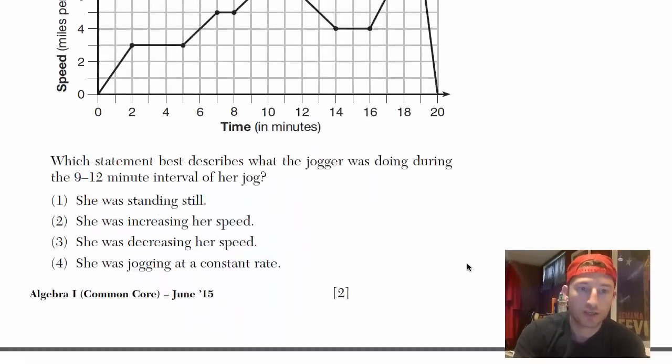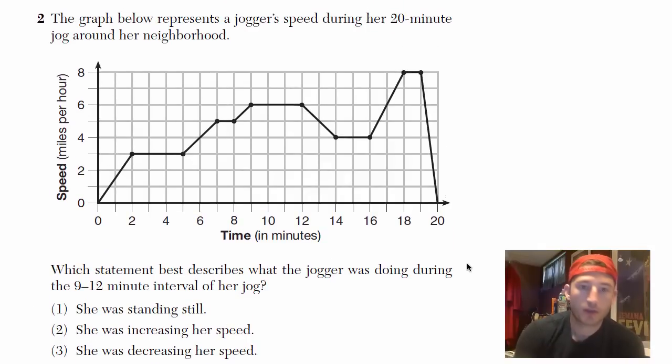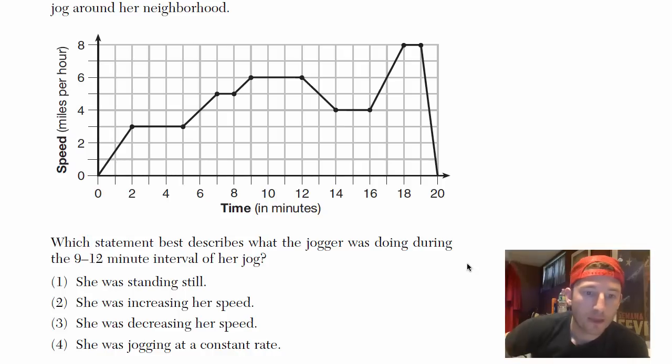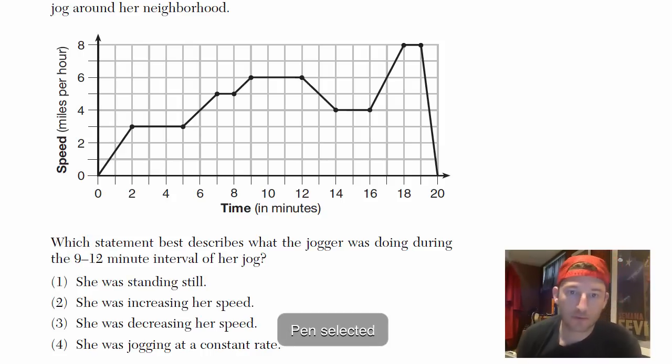Number 2 says, the graph below represents a jogger's speed during her 20-minute jog around the neighborhood. I'm just going to move up slightly here so you get the whole thing. Which statement best describes what the jogger was doing during the 9 to 12-minute interval of her jog? Well, what's going on during that interval? First, let's find it. Here's time. There's 9 to 12. And we've got a flat line here. What does that flat line represent?